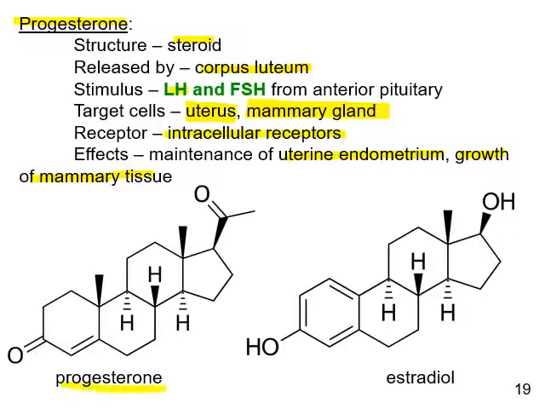Here is a structure of progesterone. Here is a structure of estradiol, one of the estrogens. You do not have to be able to discriminate them from one another or from the androgens, but again, I want you to be able to recognize this four-ring structure that is characteristic of all of the steroid hormones.